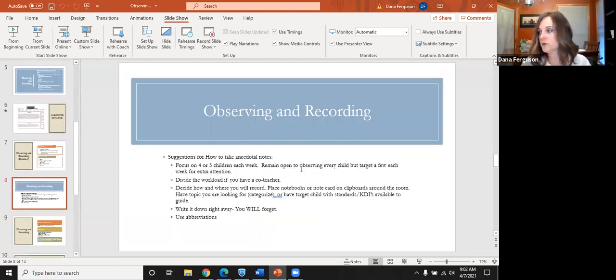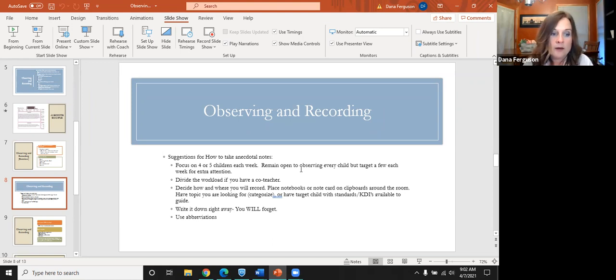Now, suggestions for how to take anecdotal notes, because this can be tricky. It can also be stressful. If you are a program that requires assessments on a regular basis, for instance, Head Start does. Typically, there's anywhere from 15 to 20 children in a room if you're preschool, and usually 8 children in a room if you are infant toddler.